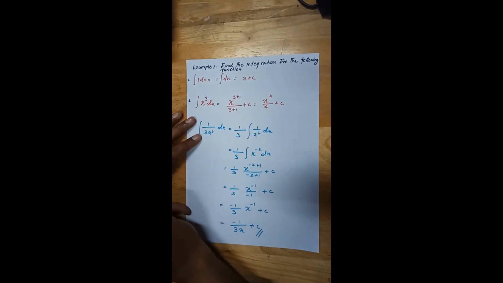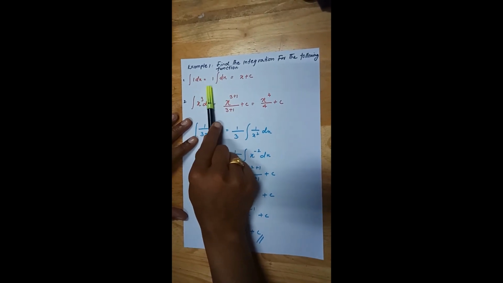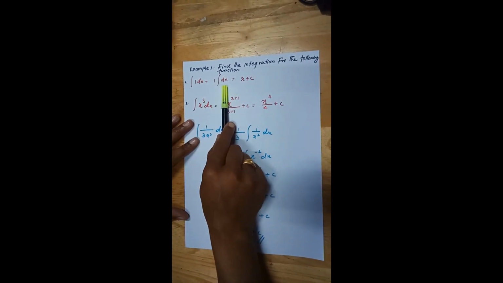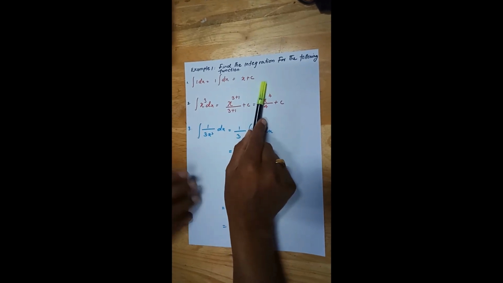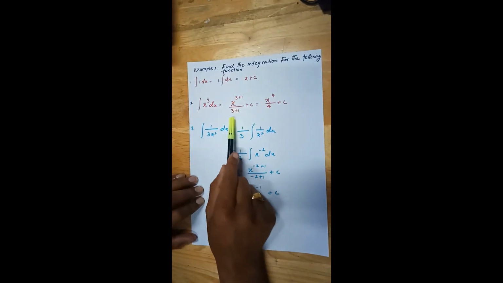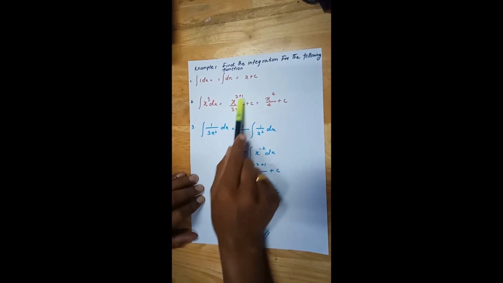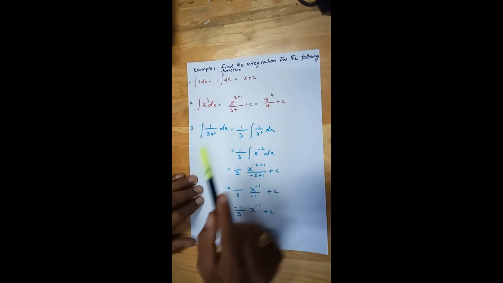Okay, now let's see an example. Integration of 1 dx. 1 is a constant, it comes outside the integration sign. Integration of dx is x, so 1 into x is x plus c. Next, x to the power 3, power rule. So increase the power by 1, divide by the same power. So 3 plus 1, x to the power 4 divided by 4 plus c.